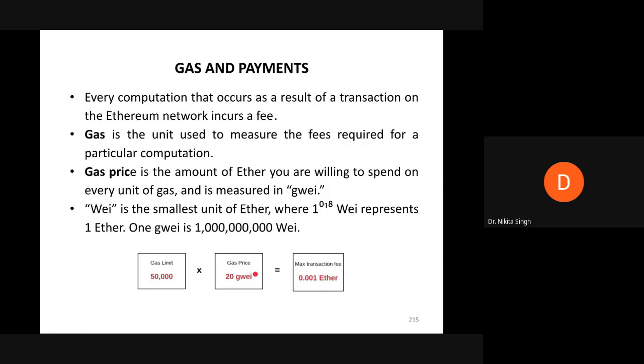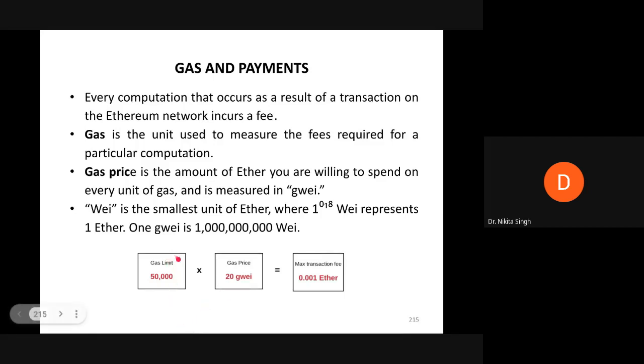Gas price is up to you. You will decide this. Gas limit is decided by the network or the miners, but gas price is decided by you. But what if you decide to pay only 1 GY instead of the 20 GY that is present? The thing that happens on Ethereum is that the higher you are willing to pay for your transaction, the higher is the possibility that your transaction will get accepted sooner.